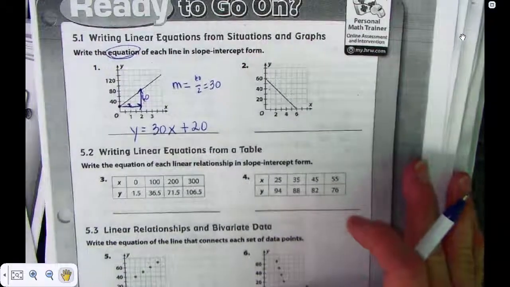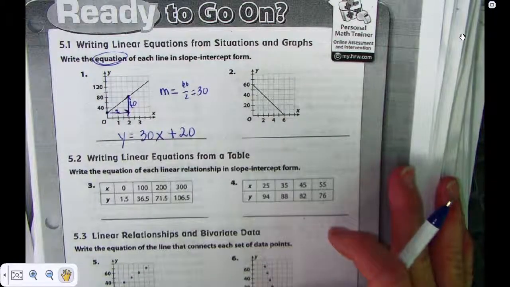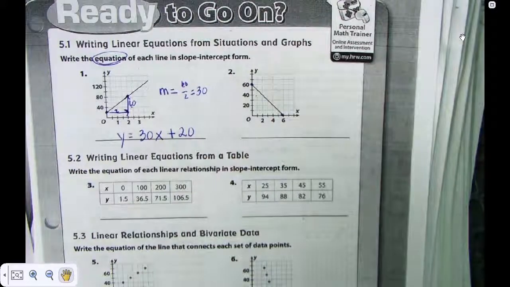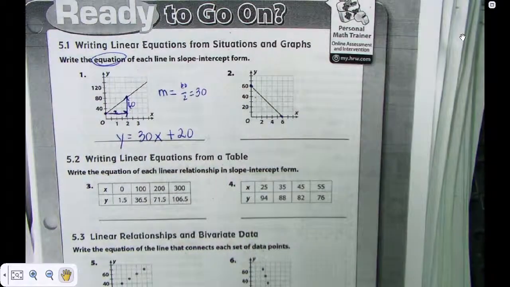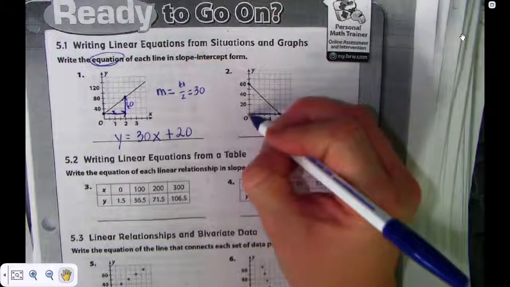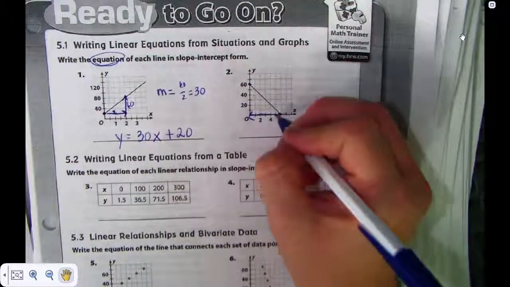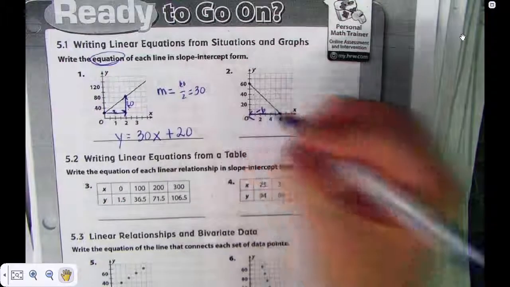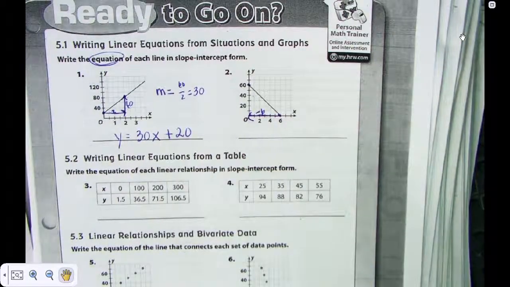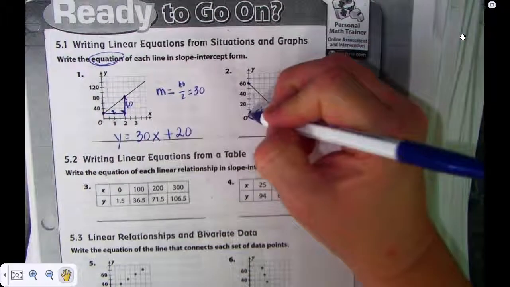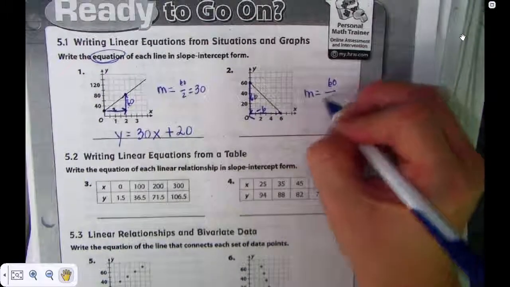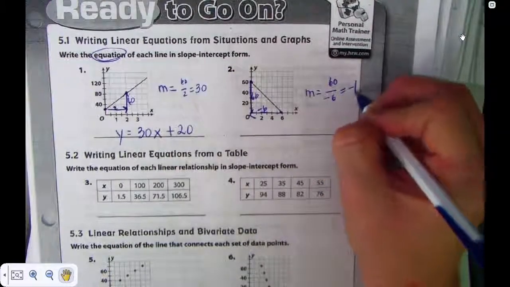Okay, number 2. Let's pay attention to what we're doing. That's why I stalled, so everybody can get their answer. I'm going to use that point and that point. There's a bunch of points I could use, but I'm going to use the x-intercept and the y-intercept. It's easier for me. I'm going to go back how many? Back from 6 to 0. Pay attention to what I'm doing. I'm going up from 0 to 60. It's 60. So 60 over -6 is -10.